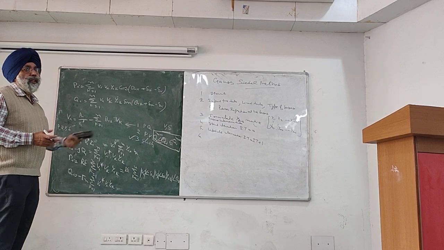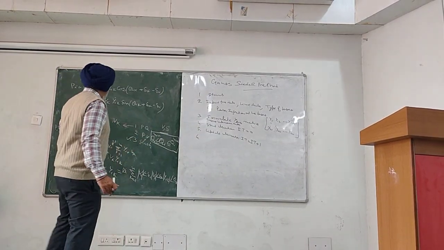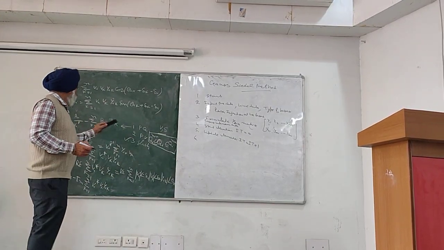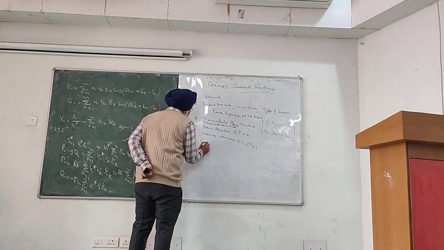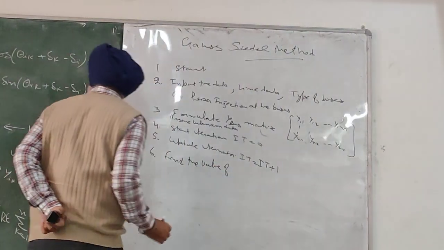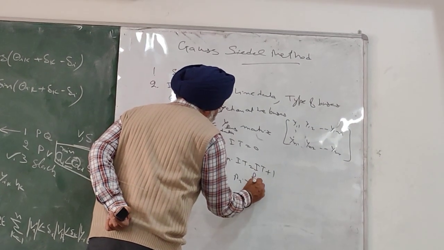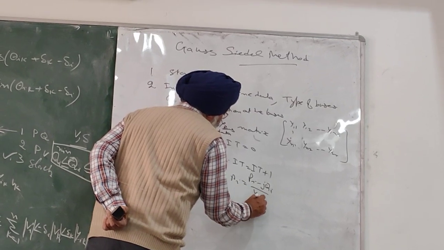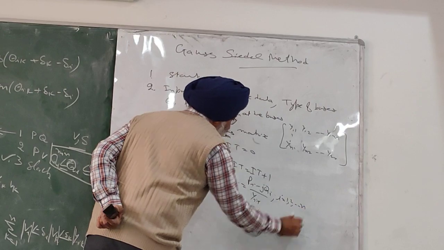Iteration number repetitions. So now we have to calculate the voltage and voltage angle. In order to find the voltage and voltage angle, find the value of AI, which is equal to PI minus JQI divided by YII, where I is varying from 1 to n.